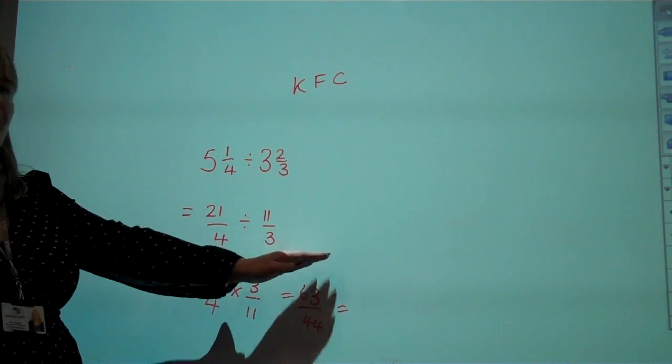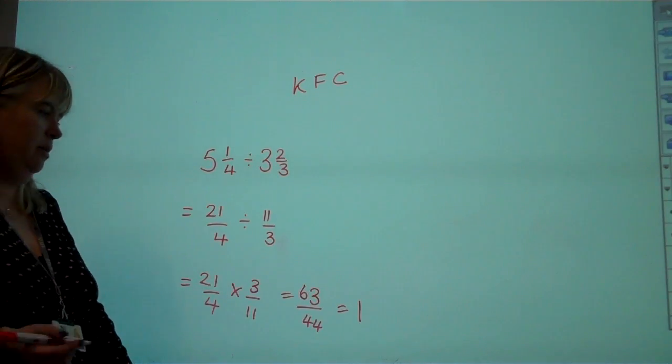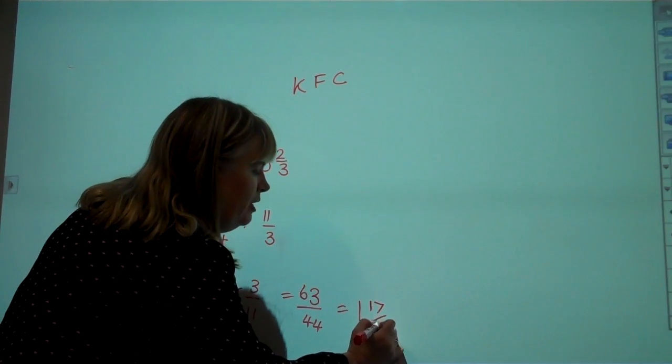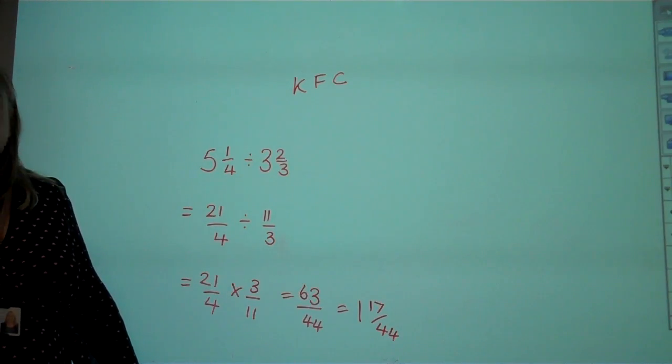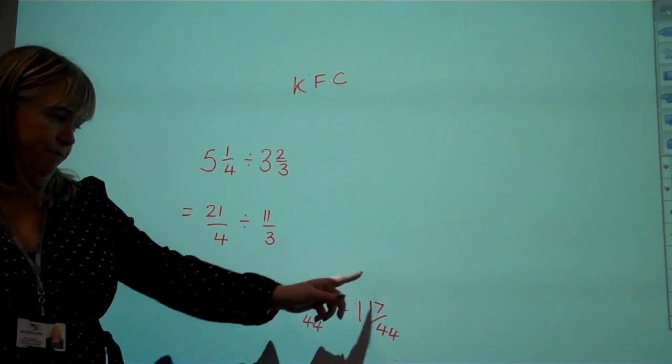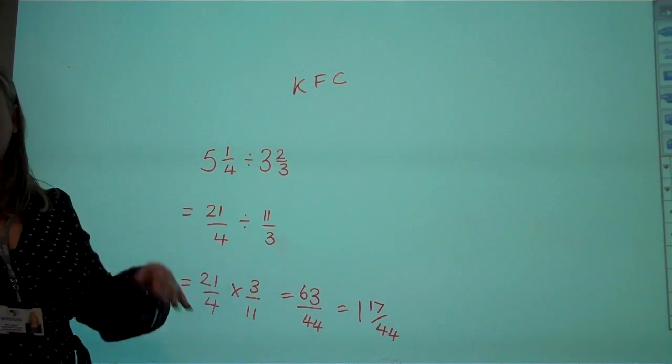How many 44s go into 63? 1. And what's left over? 17. So 17 over 44. That can't be cancelled out, because 17 is a prime number and 44 is not a multiple of 17, I know I can't cancel that.